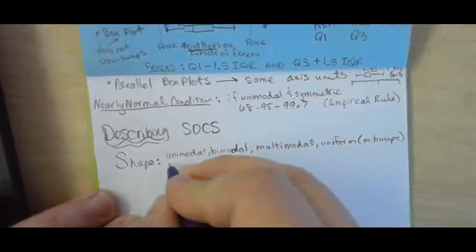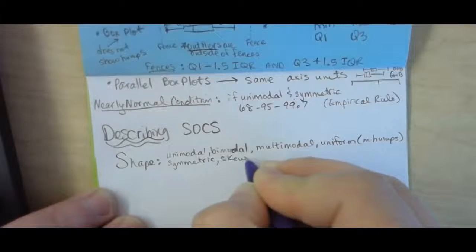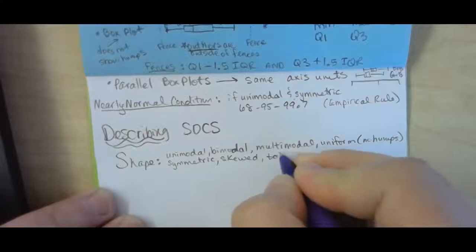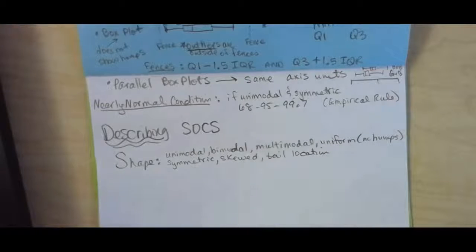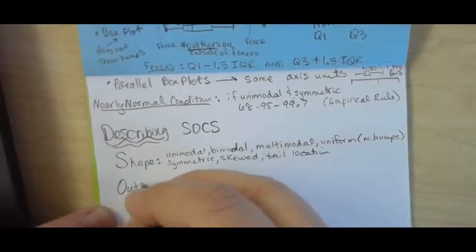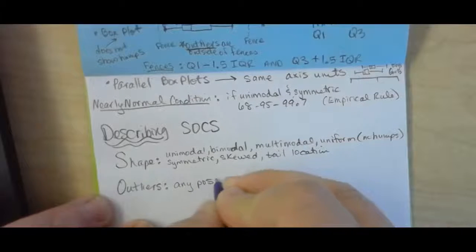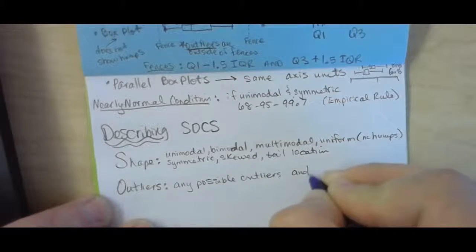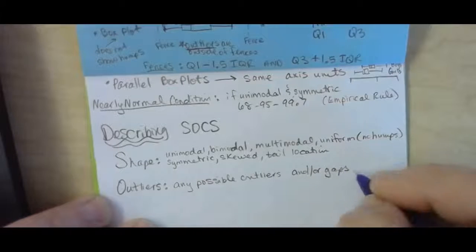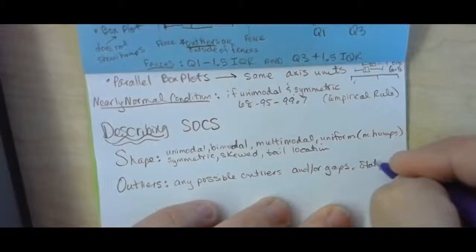Okay, you also need to talk about whether it's symmetric, skewed, and then where the tail goes. Remember, I would never say anything symmetric. I would say approximately symmetric or roughly symmetric. Okay, the next one for O is outliers. And this is where you list any possible outliers, and or gaps. You need to try and state them specifically. If you're able to see them, you want to state them specifically.